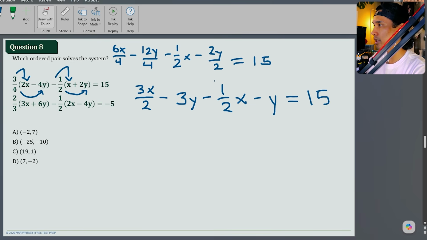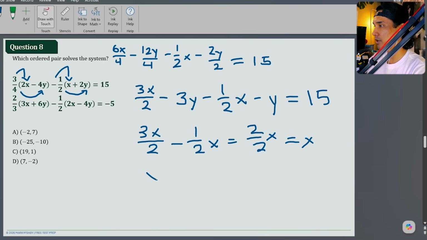And then we could combine these. 3x over 2 minus 1/2 x, well, what does that look like? 3 minus 1 is 2. And then since they're the same denominator, carry that over. 2 over 2, and that just equals x.